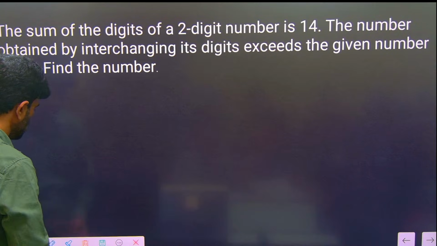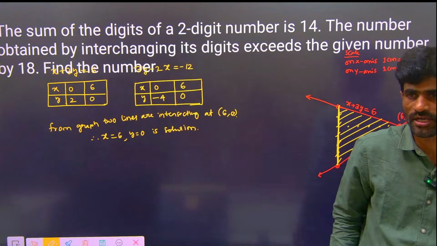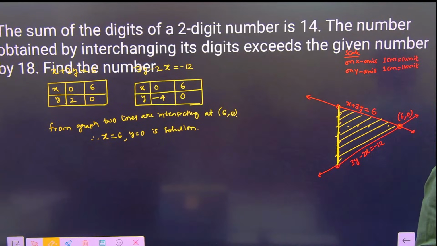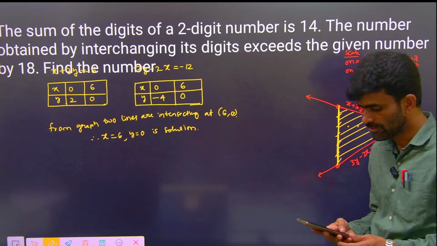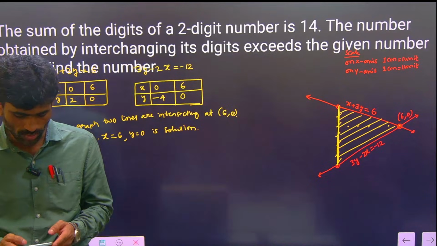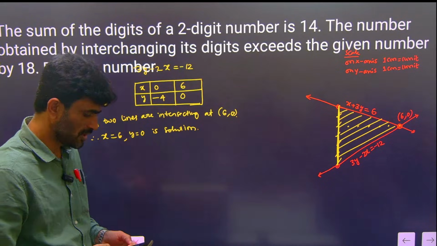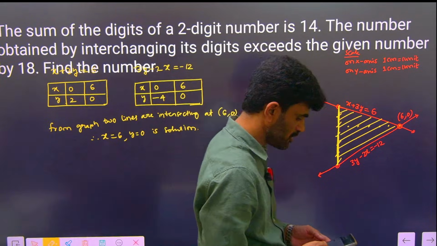On this, try it. It's a word problem, related to a 2-digit number. Hope you all remember, when it comes to a 2-digit number, you should take what is the tens digit, what is the ones digit, what is the number, and what is the number obtained by reversing the digits. First write that information and try.